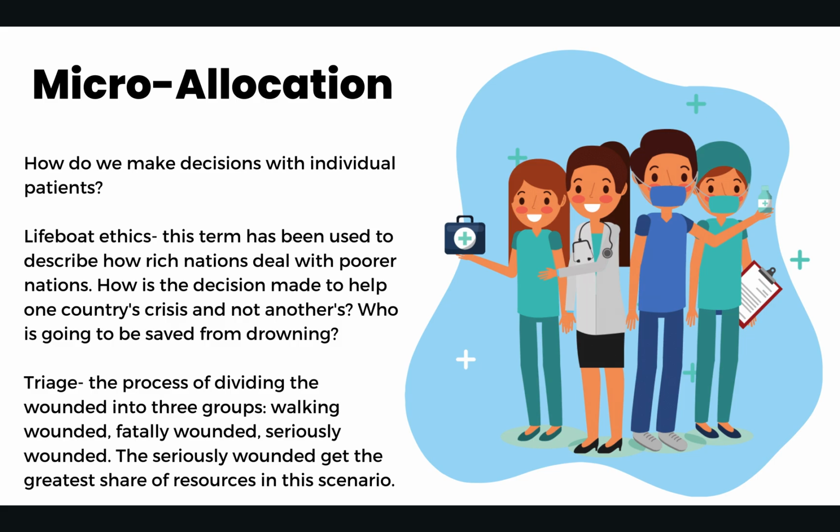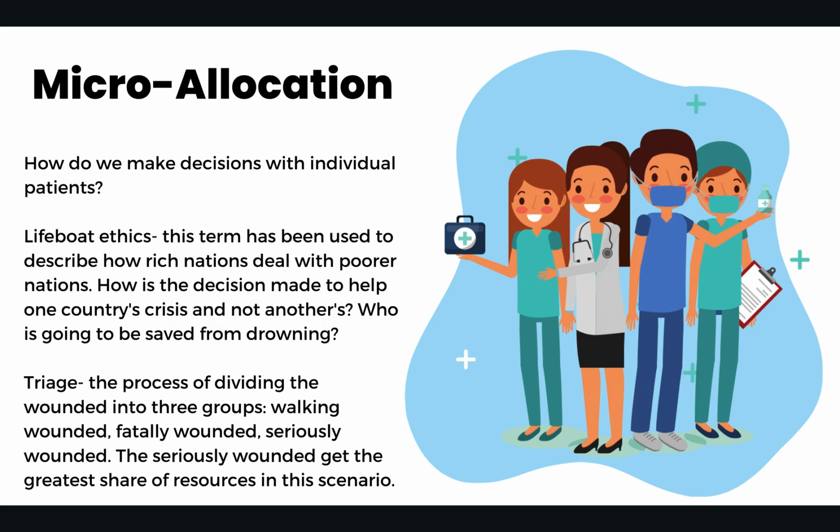Microallocation, this is when we look at decisions with individual patients. One way to think about this is lifeboat ethics. This term has been used to describe how rich nations deal with poorer nations. So for example, if there is an outbreak, let's say the COVID epidemic, how did richer nations choose which poorer nations to provide vaccines to? This is an example of when you have to think about who you are going to save from drowning. And it is a tough decision to make.